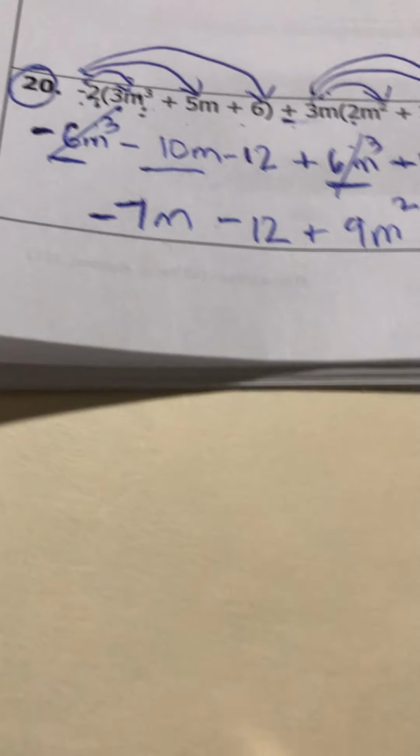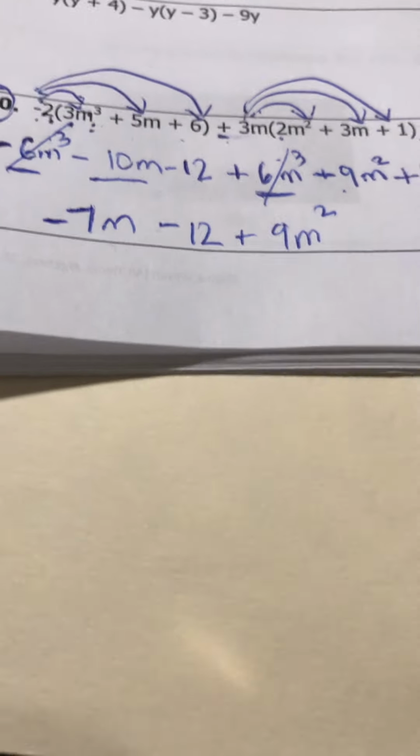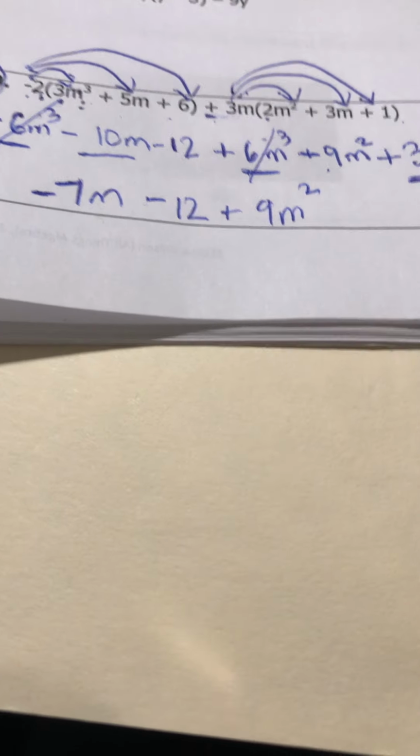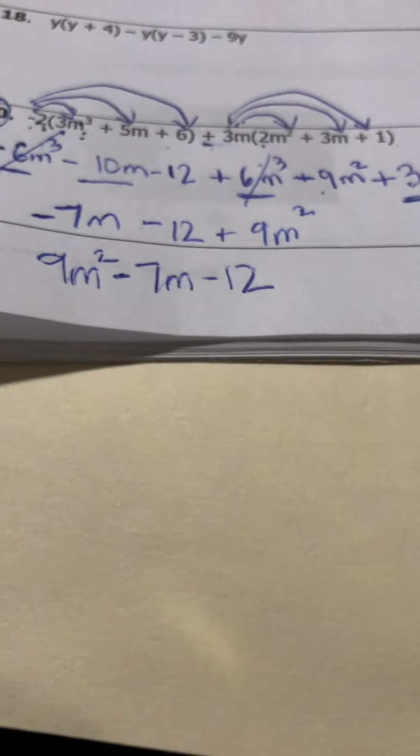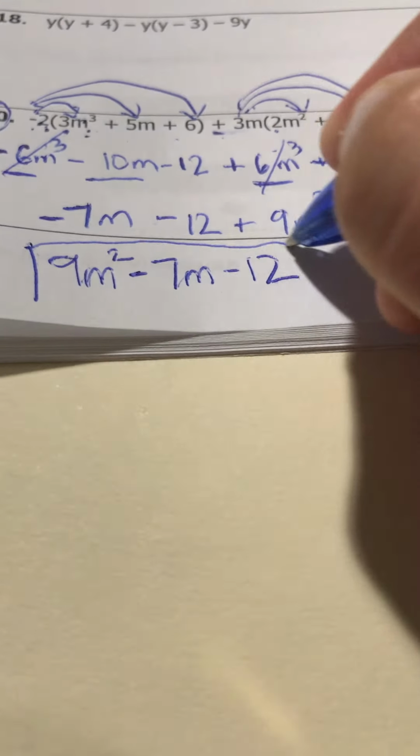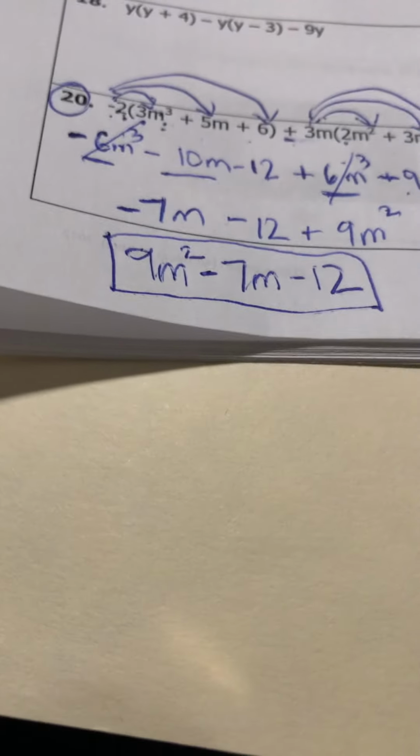But now make sure that they are in standard form, but they are not, because in standard form, how we write is the highest exponent first. So I'm going to rewrite it as 9m squared minus 7m minus 12. This is my final answer. Okay, let's move on to one more question.